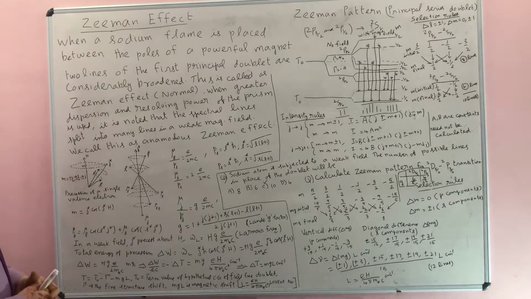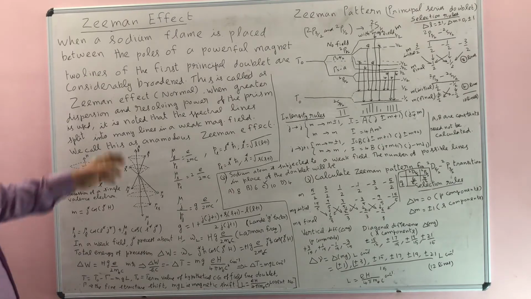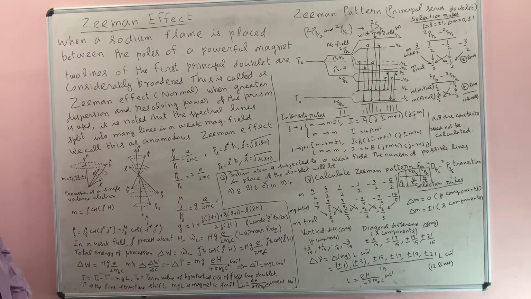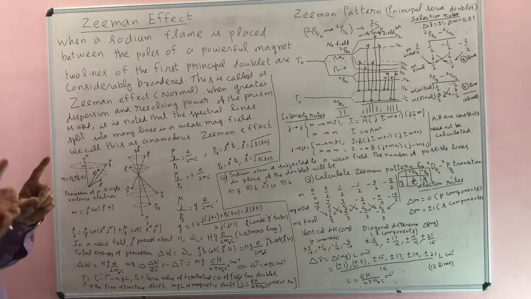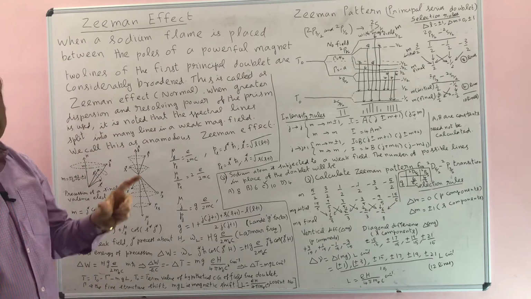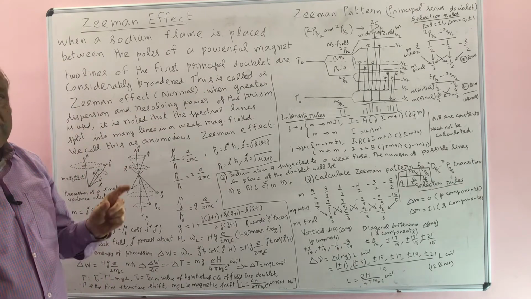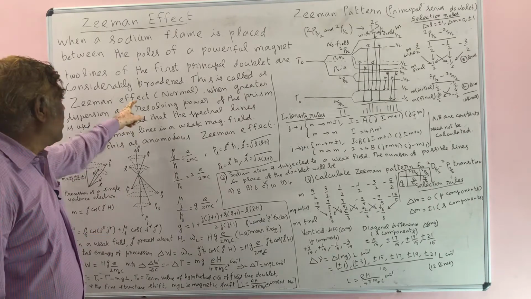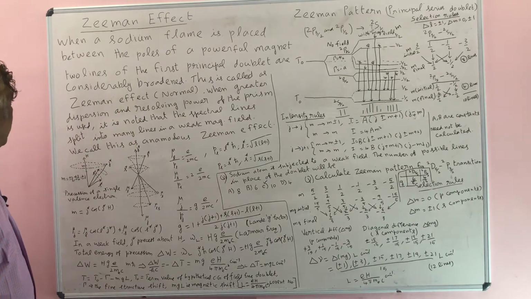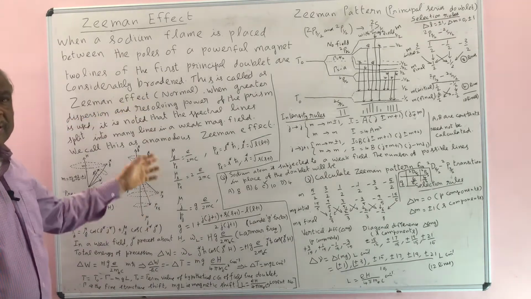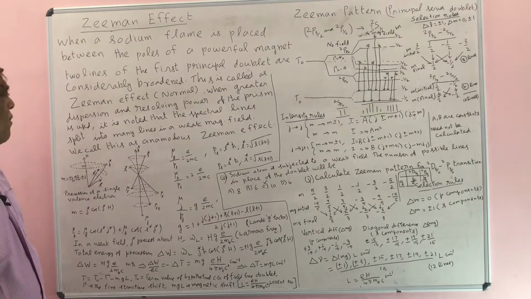Zeeman effect. Today we are going to discuss the Zeeman effect. When a sodium flame is placed between the poles of a powerful magnet, the two lines of the principal doublet are considerably broadened. So, the broadening of a spectral line in the presence of an external weak magnetic field is called the Zeeman effect. This is also called the normal Zeeman effect.